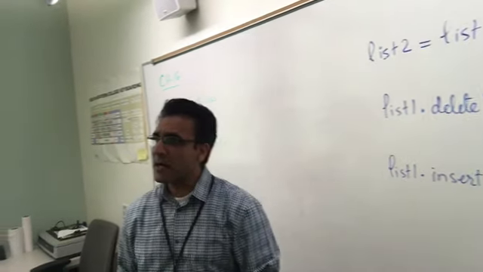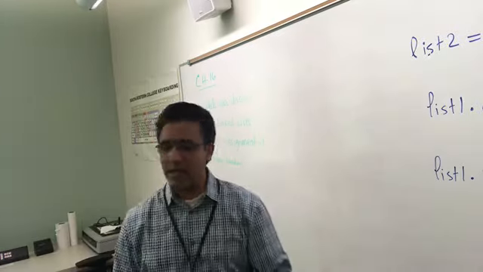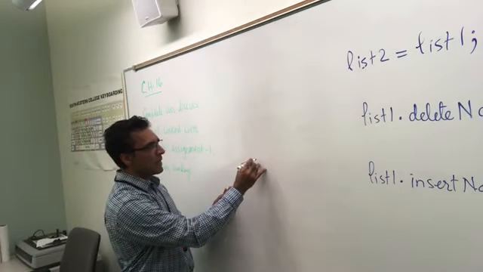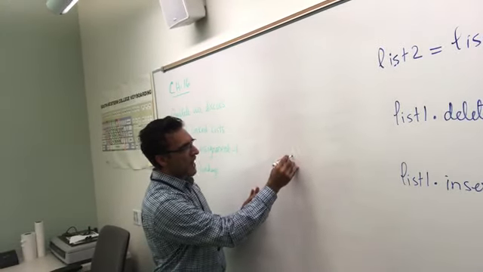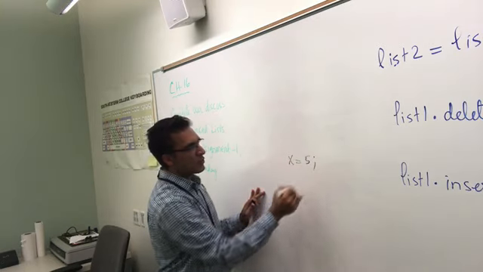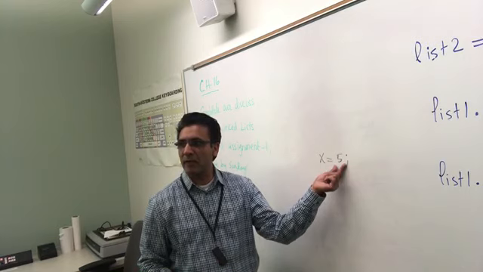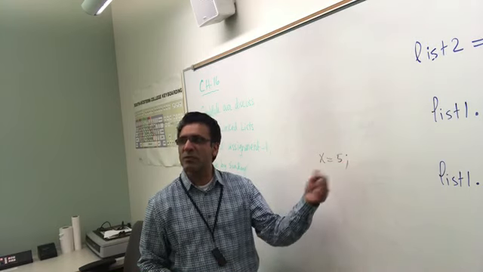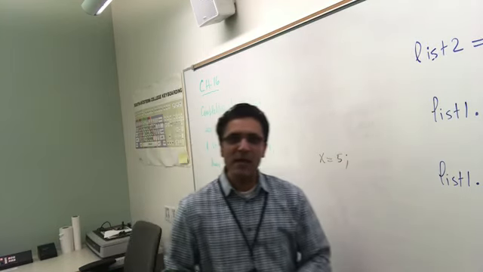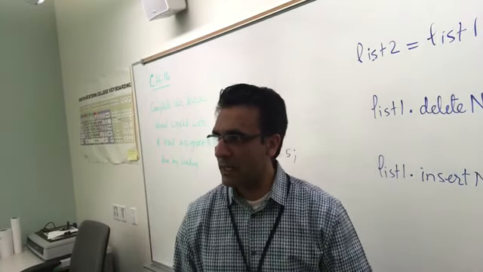Now list 1 is not a simple value. List 1 is not like x equals 5. List 1 and list 2 are not like that. List 1 is not a simple literal value like this one. List 1 is more complex. List 1 has a lot of different things in place.